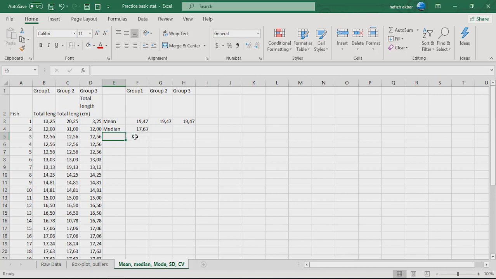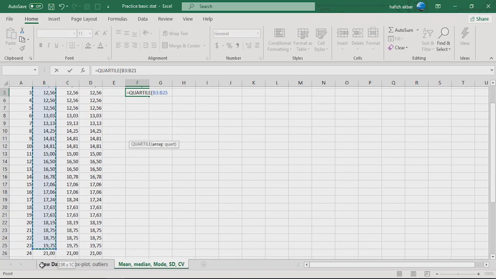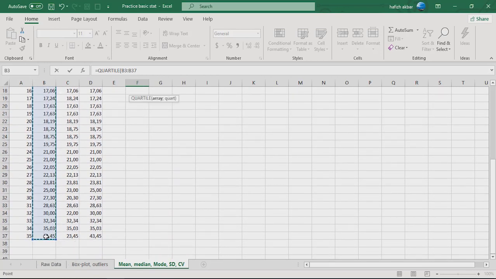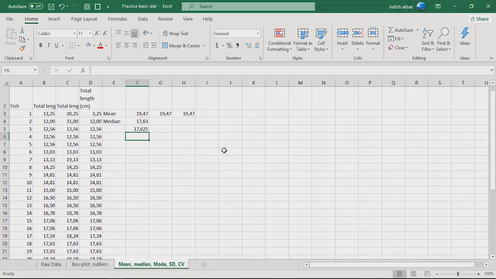Or you can also use equal, quartile, select the data from group 1, and then 2, I'm sorry, 2, and then enter. It must be the same. It means that median is the same as quartile 50. So when people say quartile 50, it means they are talking about median.